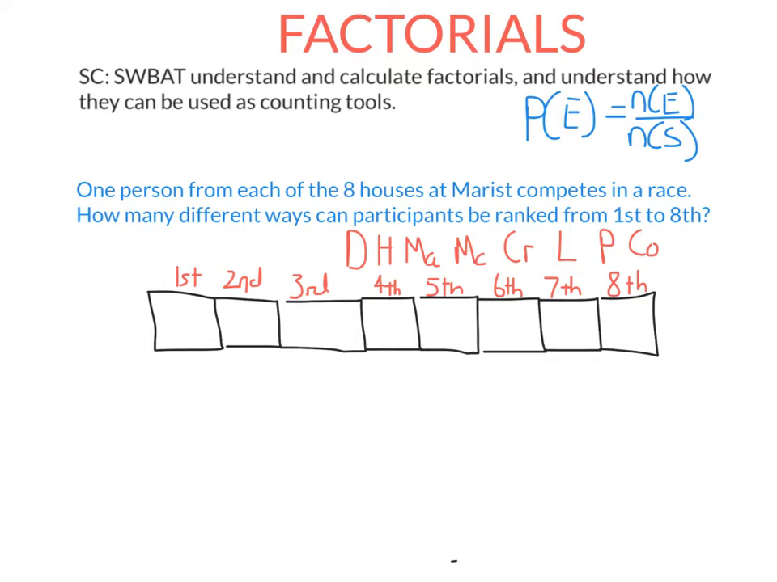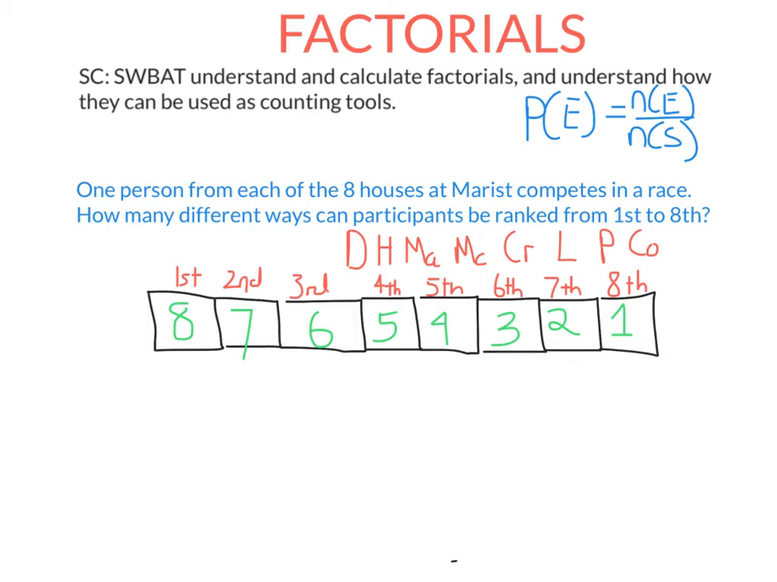Firstly, if I have one person from each of the 8 houses racing, there are 8 people in the race. So there are 8 possibilities for who comes first. After you've figured out who came first, so let's say the person here from Darlinghurst came first, there are 7 houses left to choose from as to who comes second. So I'm going to put a 7 there. So let's say Darlinghurst came first, then Hayden second. Then there are 6 possible choices for who came third, and so on. There are 5, 4, 3, 2 possible choices, and then there'll just be 1 possible choice for who came last.